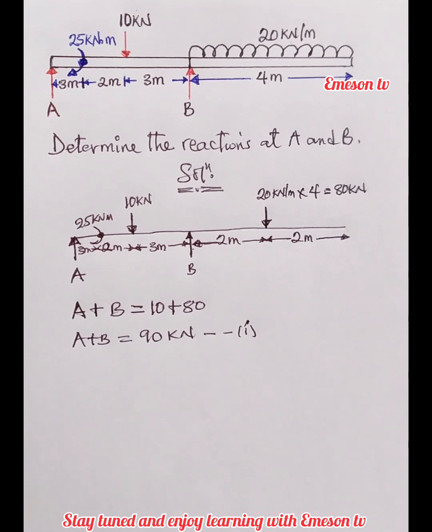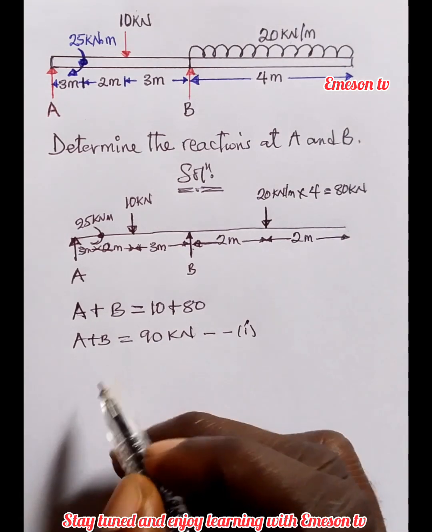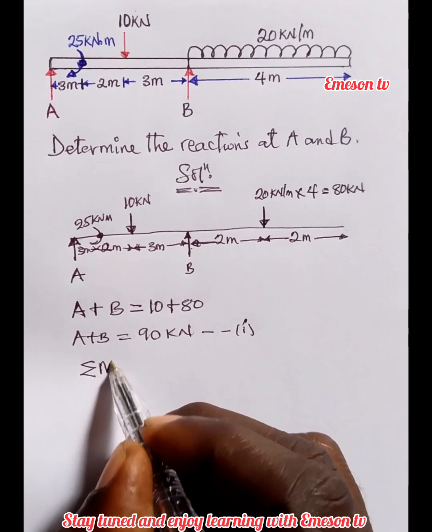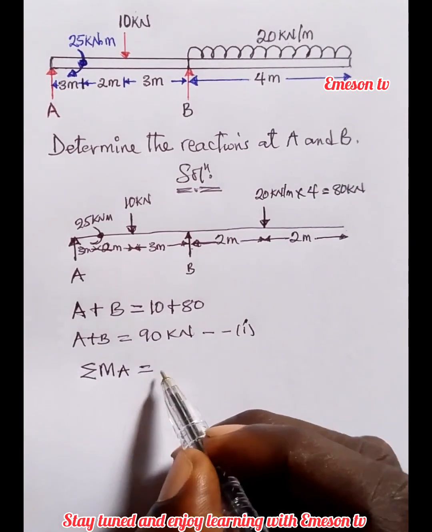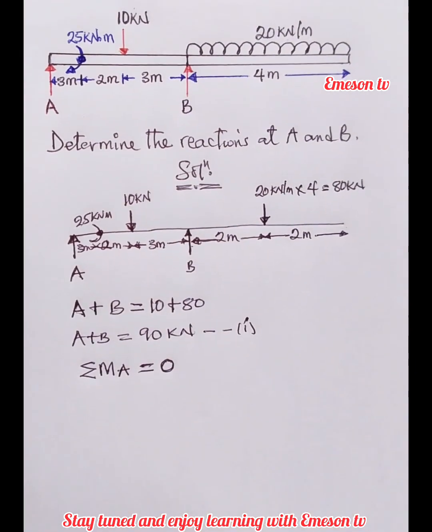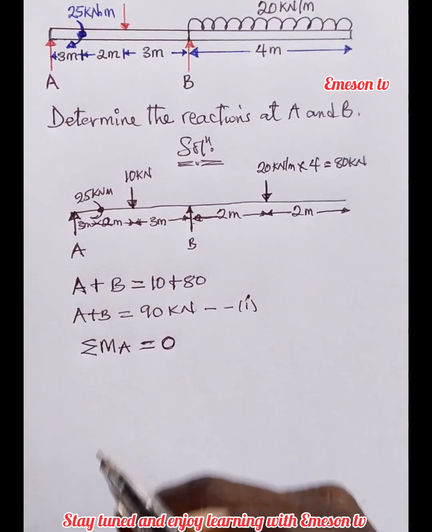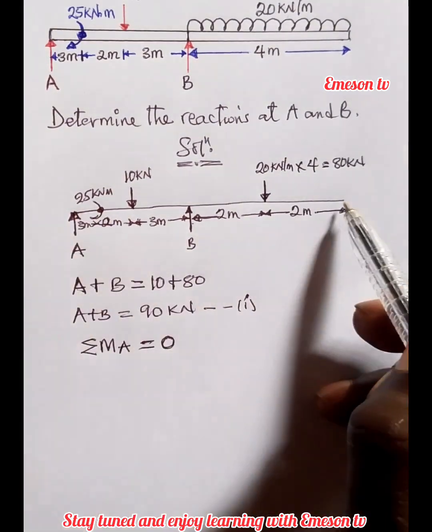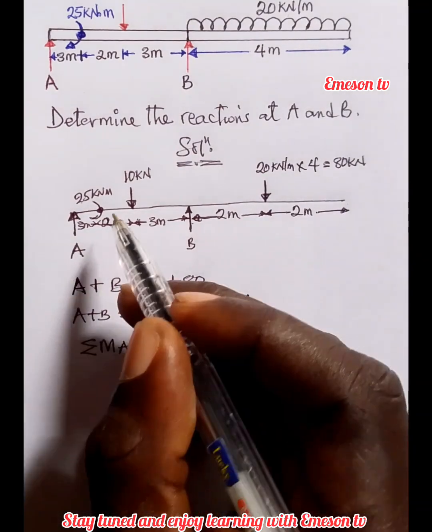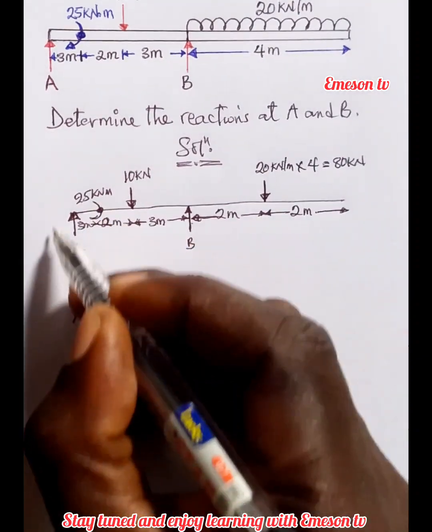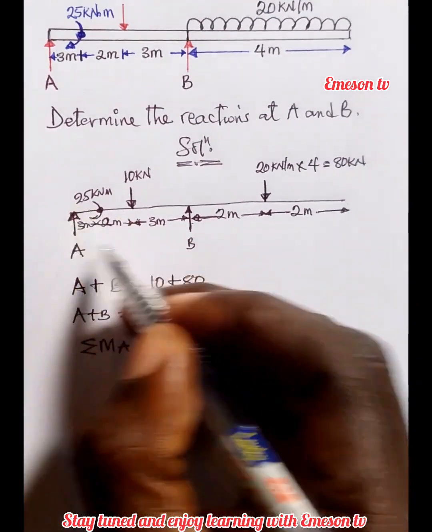The next thing for us to do is to take a reference point, take a moment about a point. Let's take moment about point A. If we sum moment about A, the sum of moment about any point is equal to 0. If we take moment about point A, it means we can start making reference to this point. You can start from this point or from this point. Let me start from this point. So here, this is not a force, it's a moment. It's acting clockwise. I'm taking clockwise positive, anticlockwise negative.